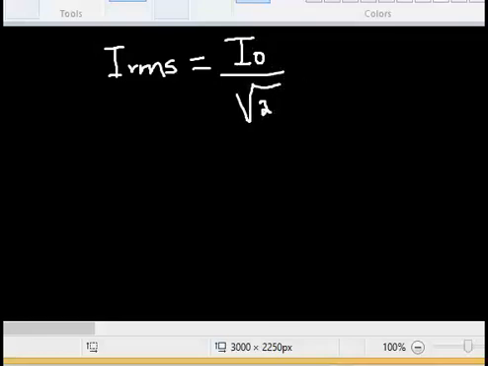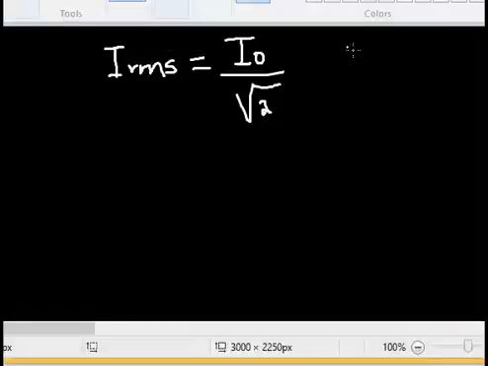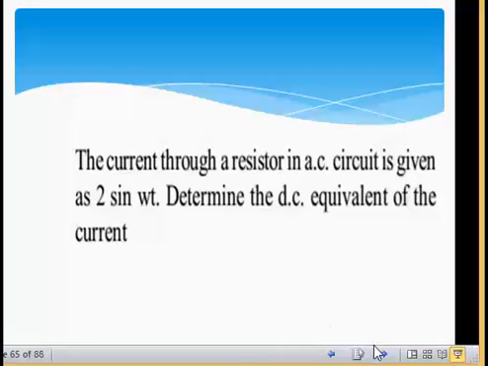From the equation I can see that I0 is 2. So that's going to be 2 divided by the square root of 2. I think I did this before, which should give you 1.4. You can use a calculator to confirm that as we proceed.